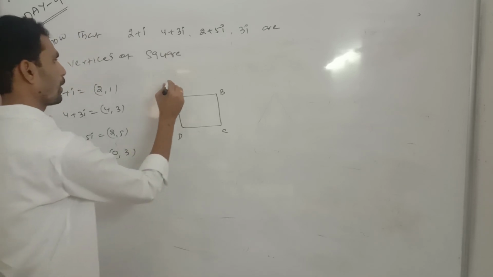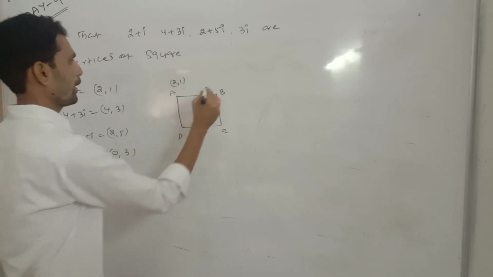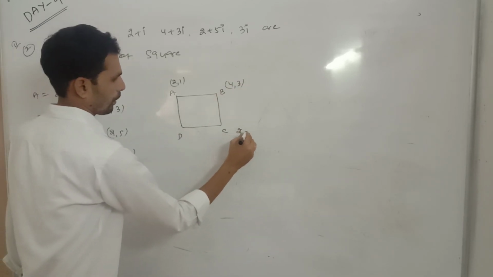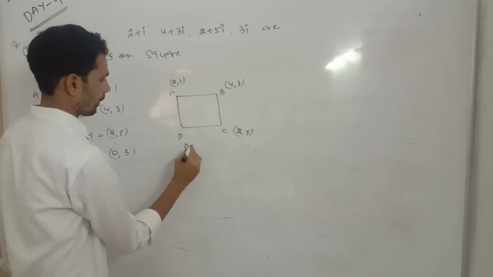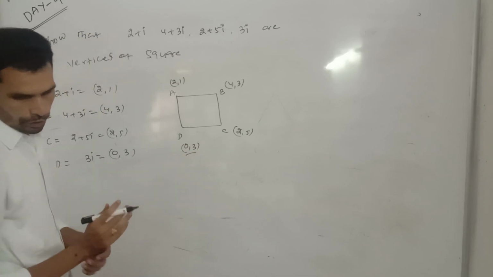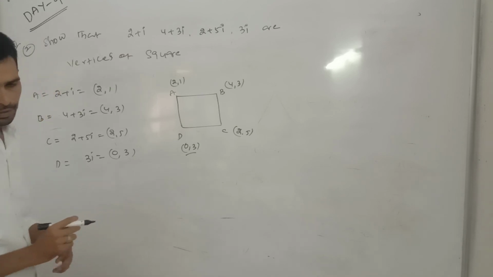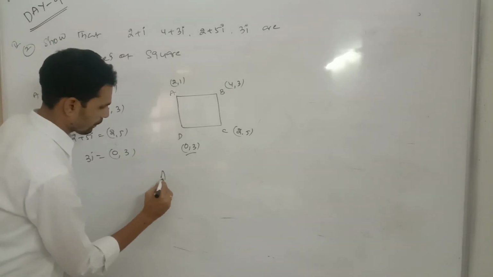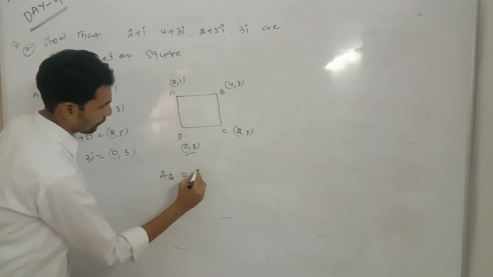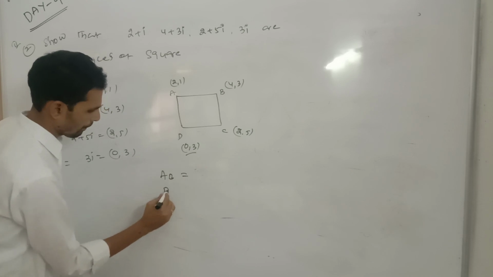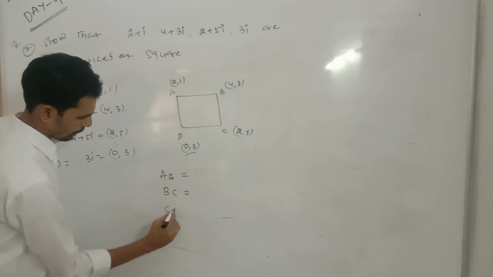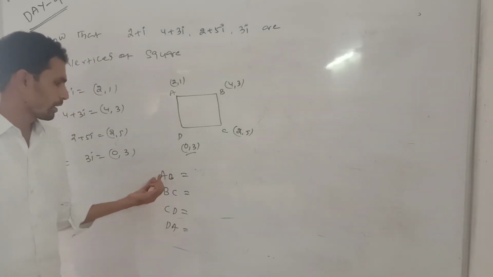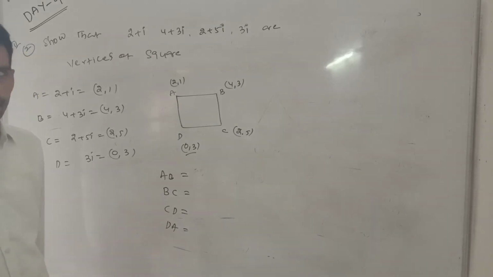What is the A point here? A point is 2 comma 1. B point is 4 comma 3. C point is 2 comma 5. D point is 0 comma 3. Find all the sides, that means AB, BC, CD and DA. The distance of AB is equal to the distance of BC. Find the distance of AB, next BC, next CD, next DA.